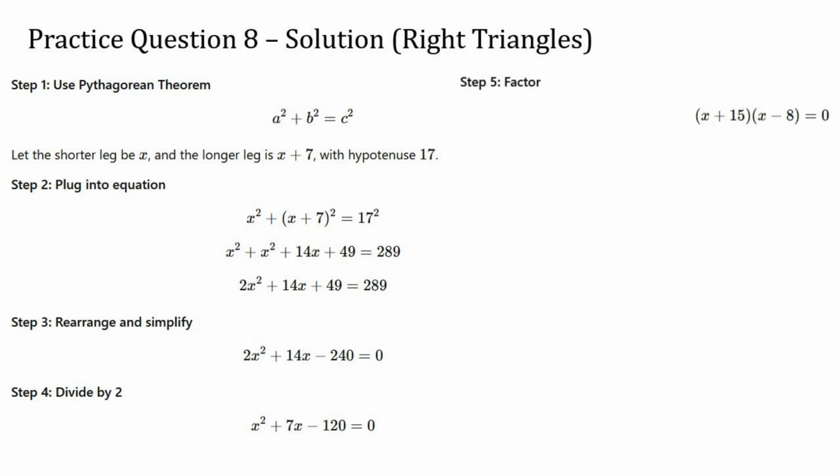Factoring gives us 2 potential solutions for x, one positive and one negative. Since we're talking about a physical length, we discard the negative result. The positive solution is 8, which represents the length of the shorter leg. So, the final answer is 8 units or choice B.